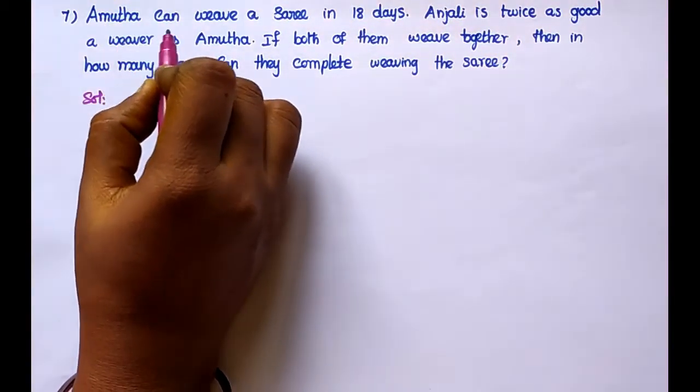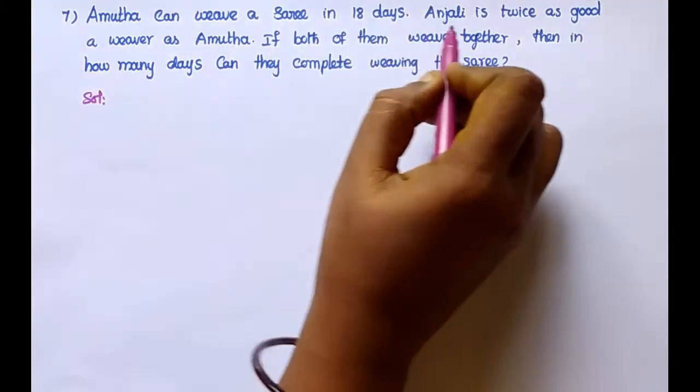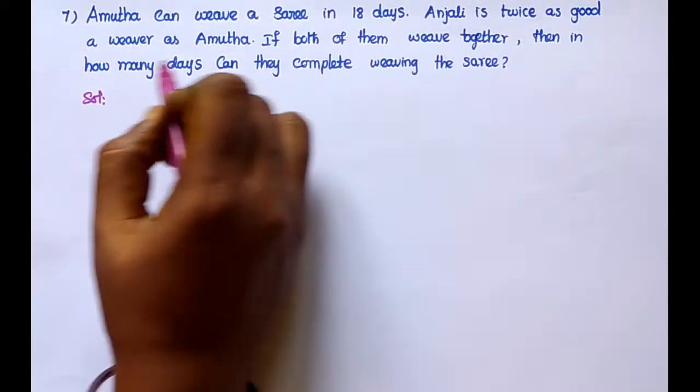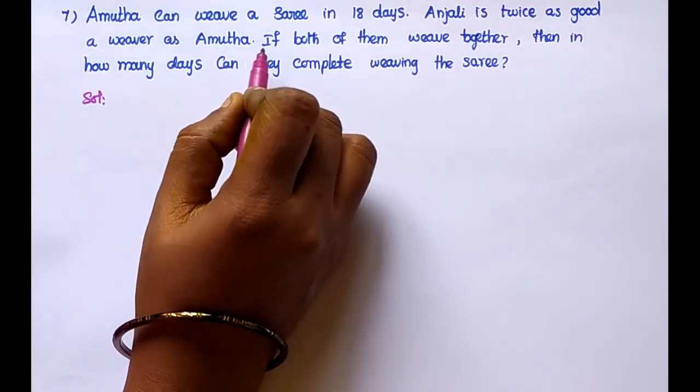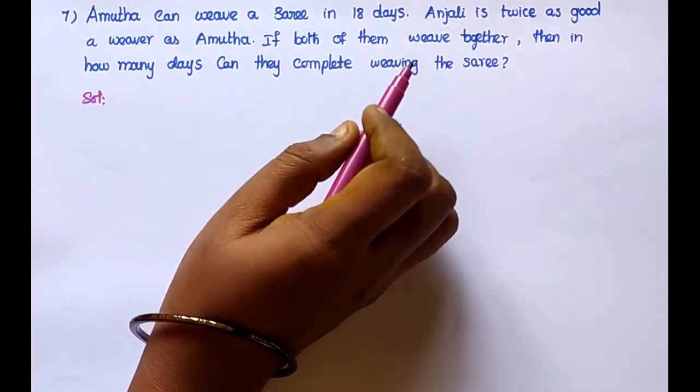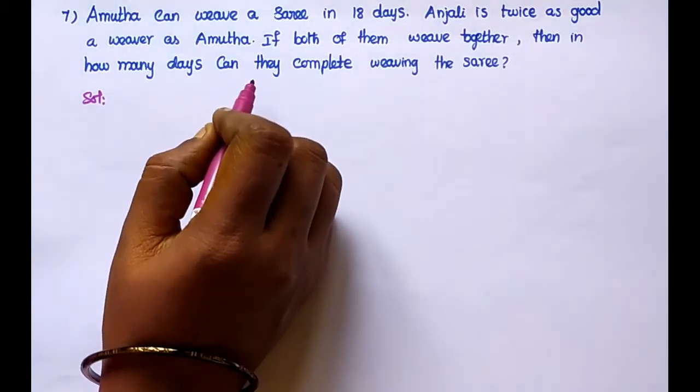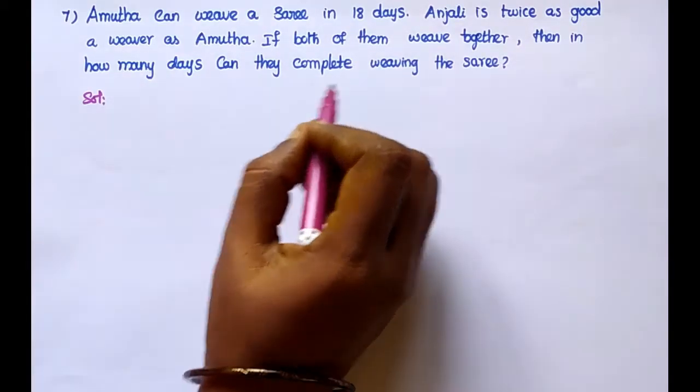7th sum. Amuda can weave a saree in 18 days. Anjali is twice as good a weaver as Amuda. If both of them weave together, then in how many days can they complete weaving the saree?